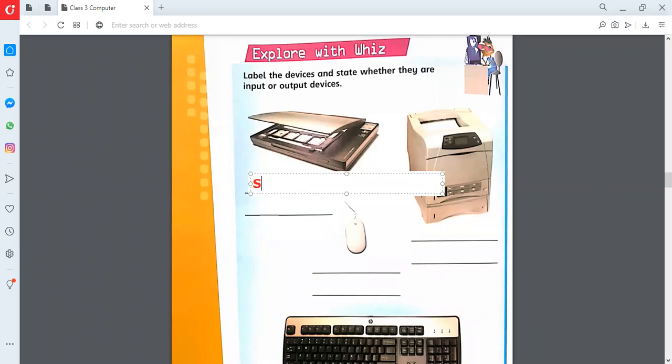The spelling of scanner is S-C-A-N-N-E-R. It's a scanner, and it's an input device. A scanner is an input device. It takes data from us in the form of an image.